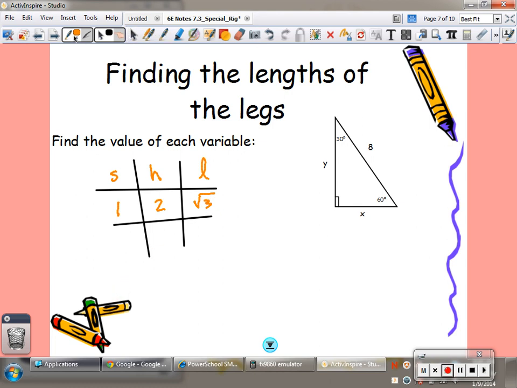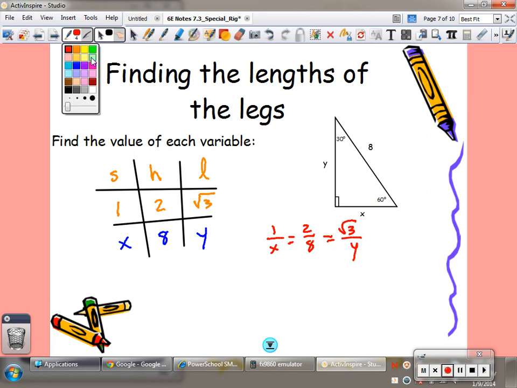Then I have to plug in the values that I'm given underneath their corresponding side. So the short side was across from the 30, so that's x. The hypotenuse is across from the 90, so that's 8. And the long side is across from the 60, so that's y. Just like the one before, these are 3 proportions now that are all equal to each other. So I can write this out as 1 over x equals 2 over 8 equals the square root of 3 over y. And then I'm just going to solve for x and y one at a time.